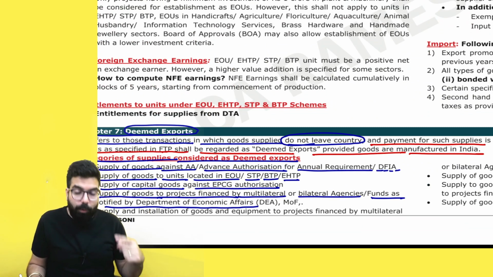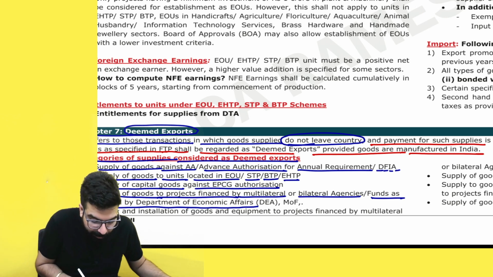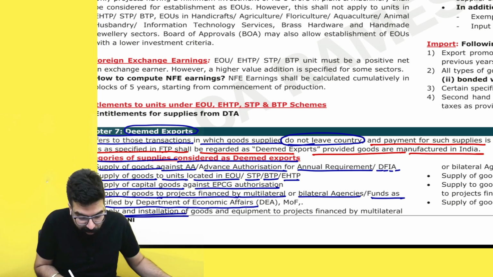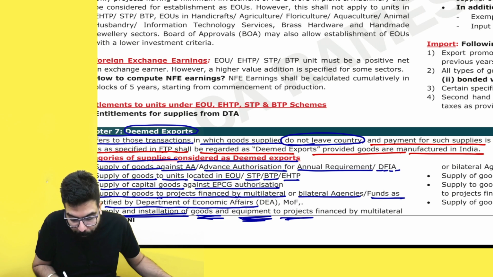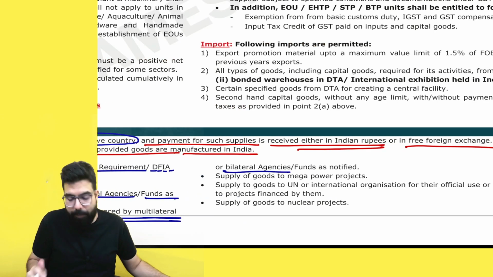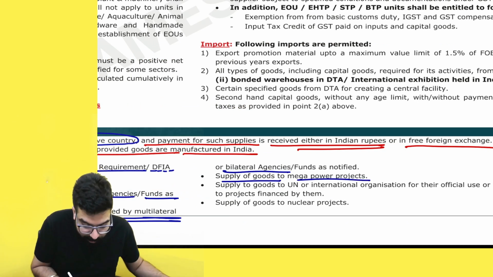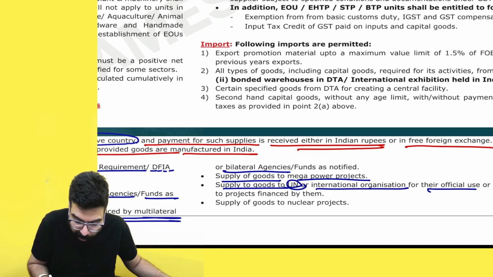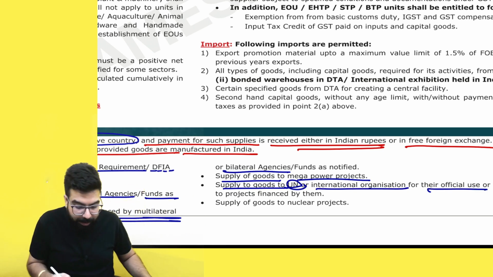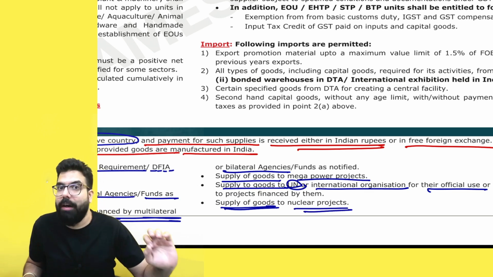Then basically those funds as notified by the Department of Economic Affairs, if you are contributing to multilateral or bilateral agencies, that will also be considered as deemed export. If you are supplying an installation of goods and equipment to projects which are financed by multilateral or bilateral agencies, that is also deemed export. If you are supplying to mega power project, that is also deemed export. Sir, if you are supplying goods to United Nations or international organization for their official use, that is also considered a deemed export. If you are supplying goods to nuclear project, that will also be considered as deemed export.